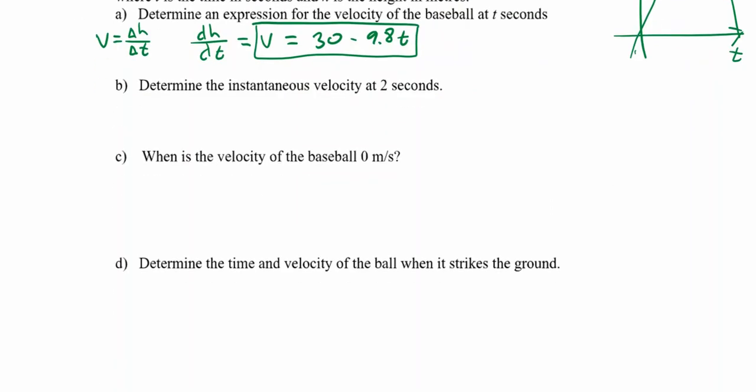Okay, so now determine the instantaneous velocity at 2 seconds. Well, that would just be throwing in 2 for t. So we can say dh/dt, which is the same thing as v, at 2 seconds is going to be equal to 30 minus 9.8 times 2, which is equal to 10.4 meters per second.